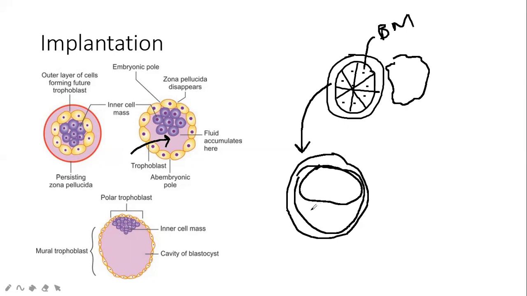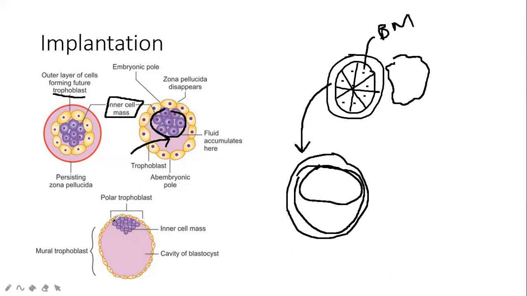All right, and then we have fluid there. This is just illustrated on this little diagram. These outer cells will form what we call the trophoblast, that will form the placenta. And the inner cells, which is the embryoblast, will form the human. The inner cell mass is the embryoblast, the outer cell mass is the trophoblast. The trophoblast secretes hormones that will maintain the corpus luteum.